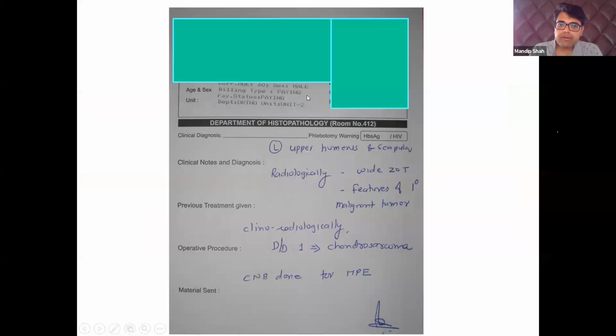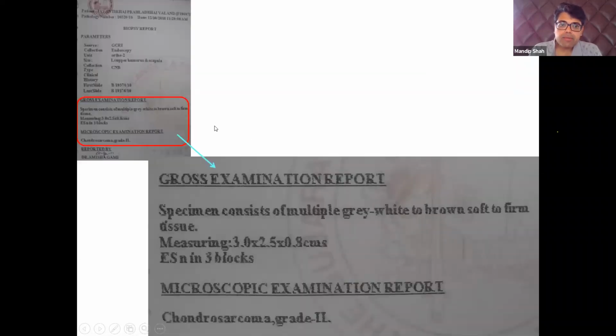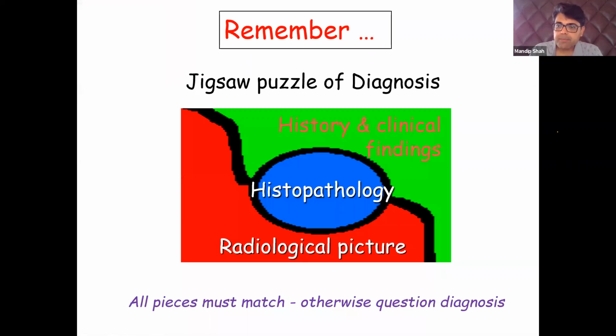That information I will provide to my pathologist. I will say, okay, it's a 60-year-old male. There is a lesion. Radiologically, I feel it's a malignant tumor, and my first differential is a chondrosarcoma, and I'm doing a needle biopsy. And when the biopsy diagnosis confirms that this is a chondrosarcoma grade 2, the jigsaw puzzle is complete.